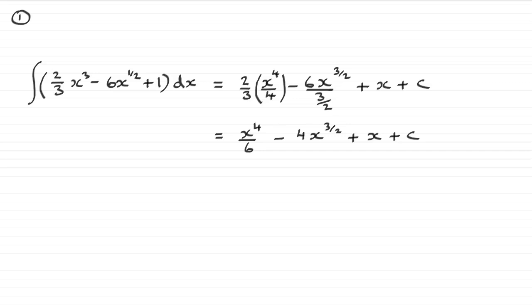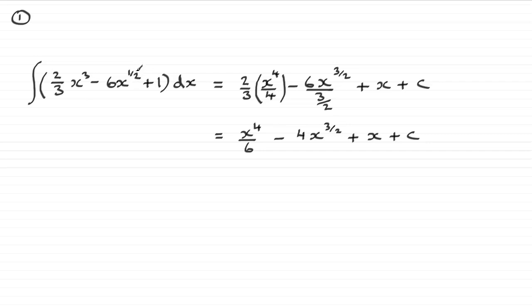Okay, so for this first question then, what we've got to do is just integrate these three terms with respect to x. So they're nice easy terms, x to the power n type terms. So remember, all you've got to do is add 1 to the power and divide by the new power. So I've got the 2/3 then, x to the power 4 over 4 for this one when it comes to integrating that.